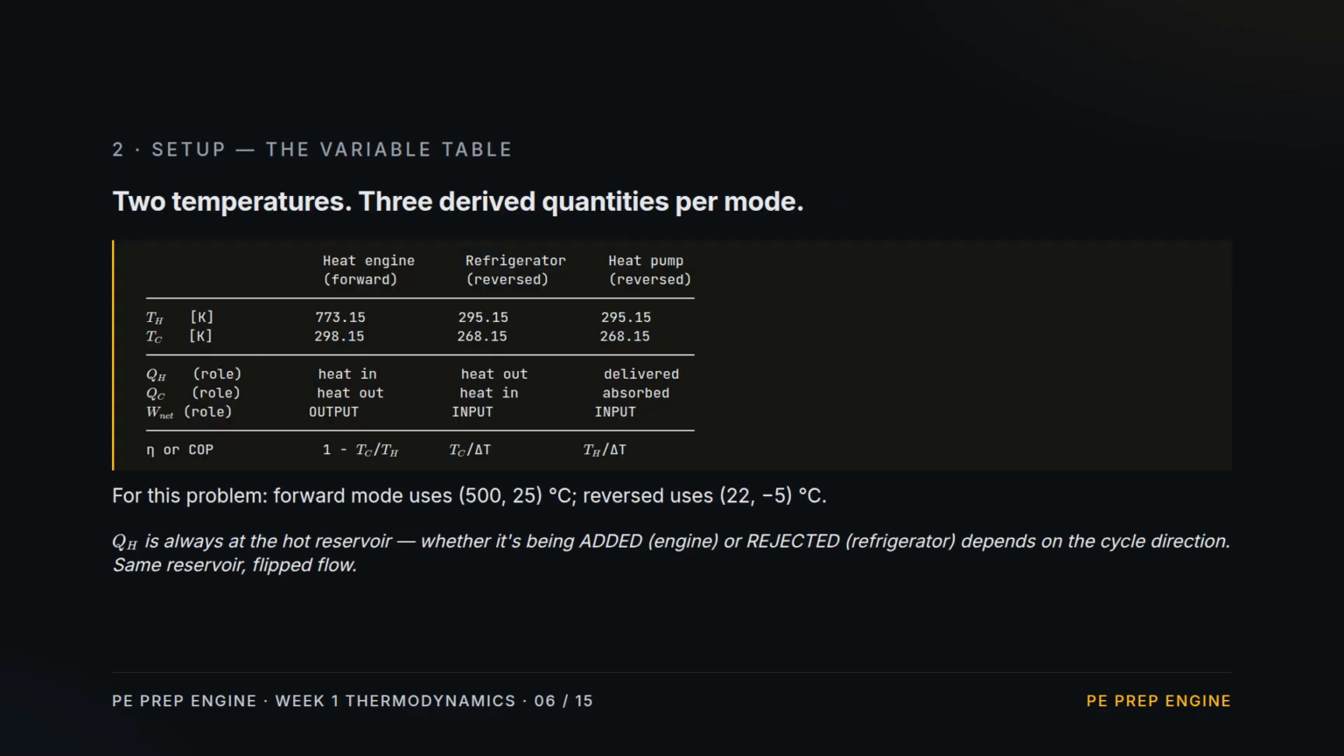Variable table. 2 temperatures, 3 modes. Heat engine. QH is heat in, W net work out. Refrigerator. QC is heat from the cold space, W is work in. Heat pump. QH is heat to the hot space, W is work in. Same reservoir temperatures throughout, only the arrow directions and goodness metric change. Forward. TH 500 Celsius, TC 25. Reversed heat pump, TH the 22-degree room, TC -5 outdoor air.